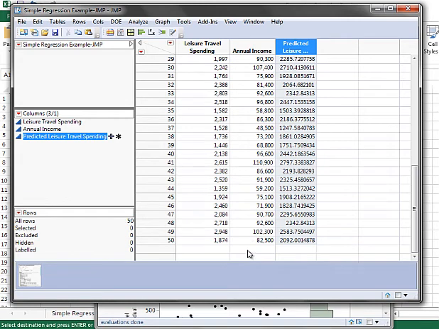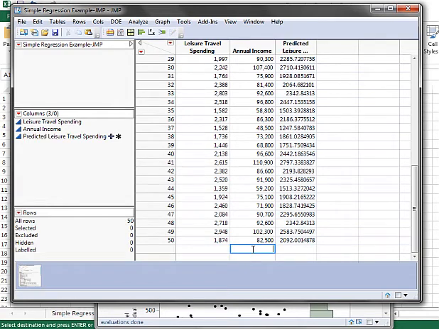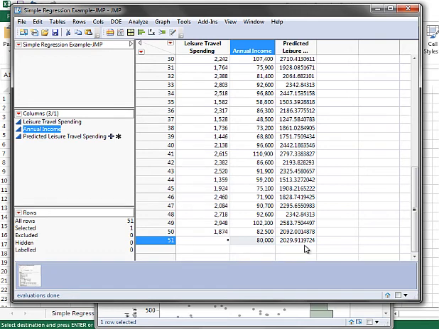Now, by entering a value for annual income for the predictor, this is our X or predictor, we can see what the estimate for spending will be. For example, the prediction for a person with $80,000 annual income will be this number, 2029.9. That's our estimate of spending according to the regression line.